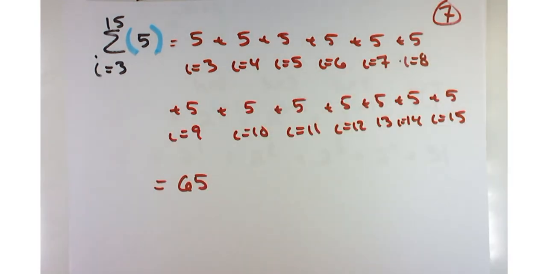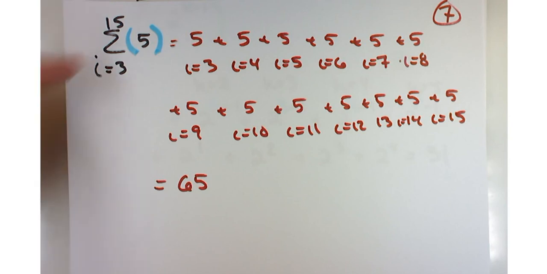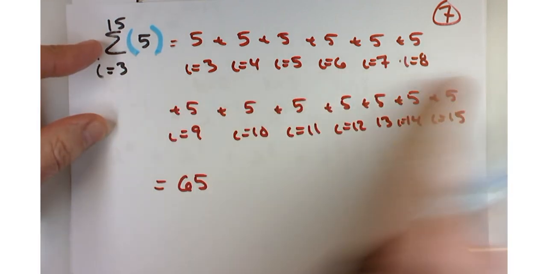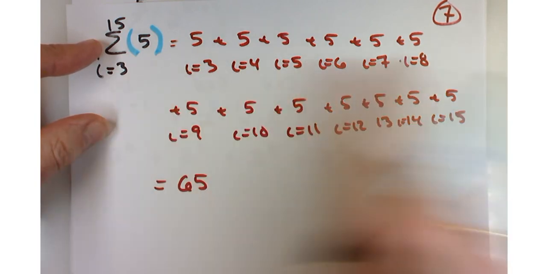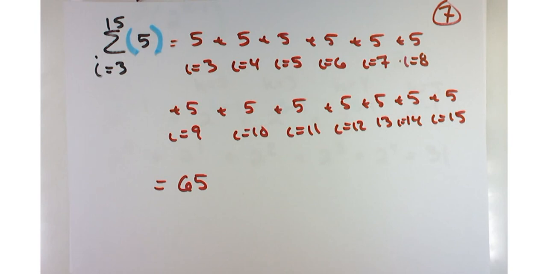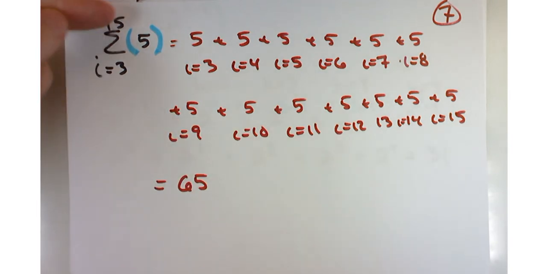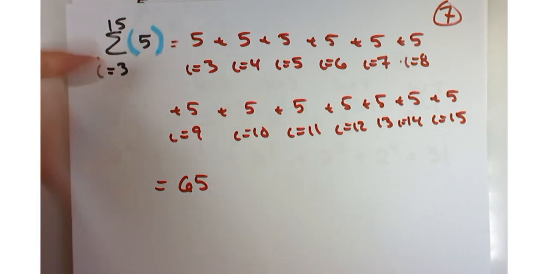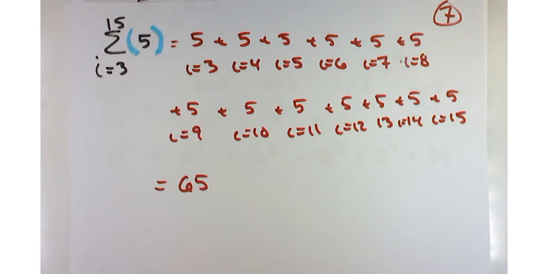All right. But here's the trick. You have to count the number of terms in this summation, in this series is what it's called. And the quick way to figure that out is to take this index minus this one plus 1. And I want to write that down for you because you're going to need that.